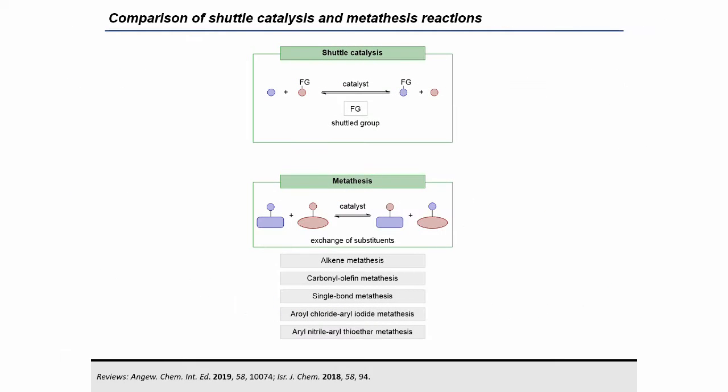Another class of isofunctional reactions besides shuttle catalysis are metathesis reactions. While in shuttle catalysis a functional handle is transferred from a donor to an acceptor molecule, in a metathesis reaction, two chemical moieties are interchanged between two reactants. In contrast to shuttle catalysis, in metathesis reactions no clear donor or acceptor molecule can be identified, and the number and type of bonds remain constant for all the reaction partners throughout the reaction.